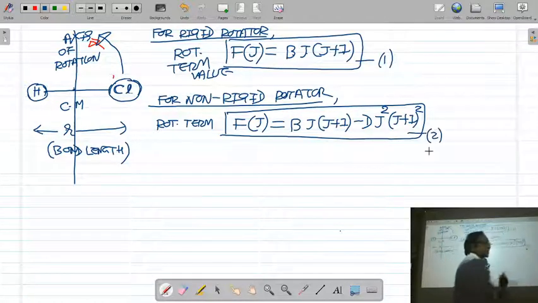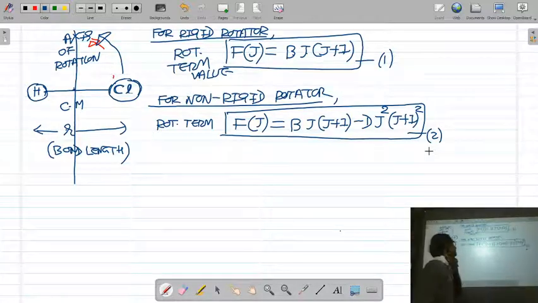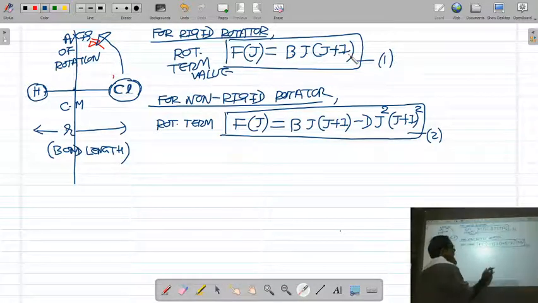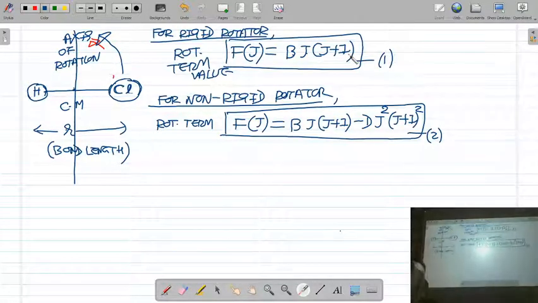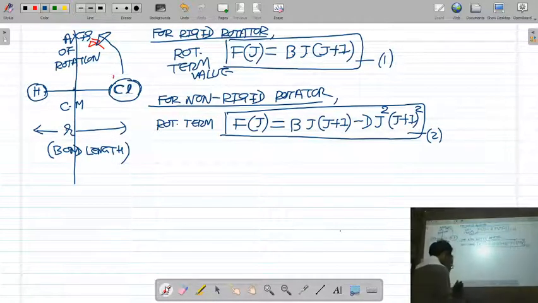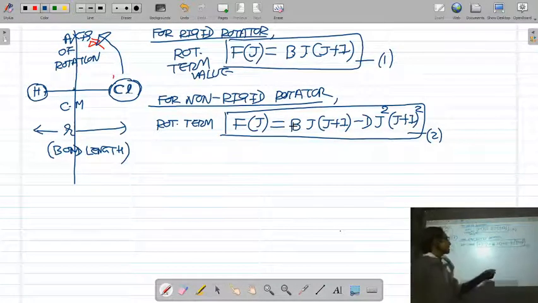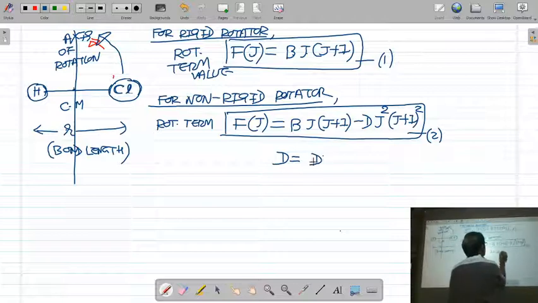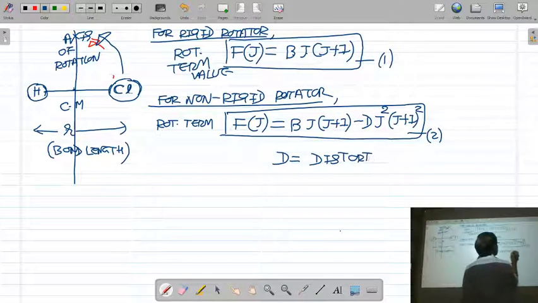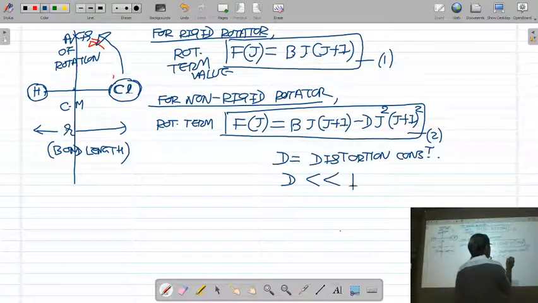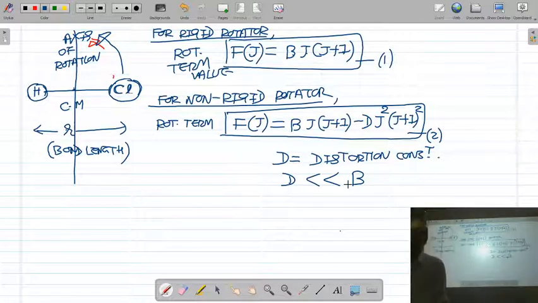So please remember these two equations. For a rigid rotator, the rotational term value F(J) is BJ(J+1), and for a non-rigid rotator, the rotational term value F(J) is given by BJ(J+1) minus D J²(J+1)². Here D, which we have introduced in this equation, is known as the distortion constant. Yes, you know very well B is the rotational constant and J is the rotational quantum number. And this distortion constant D is much less than the rotational constant B.